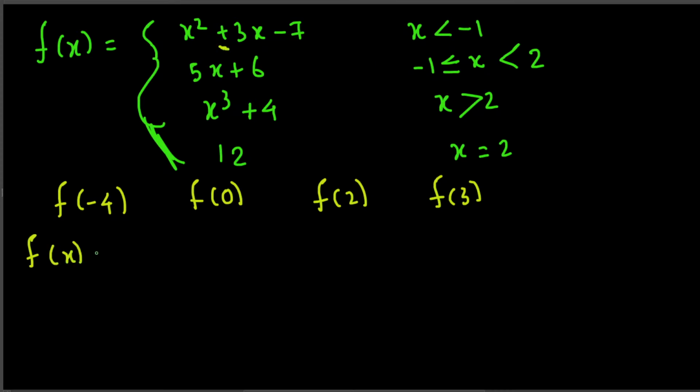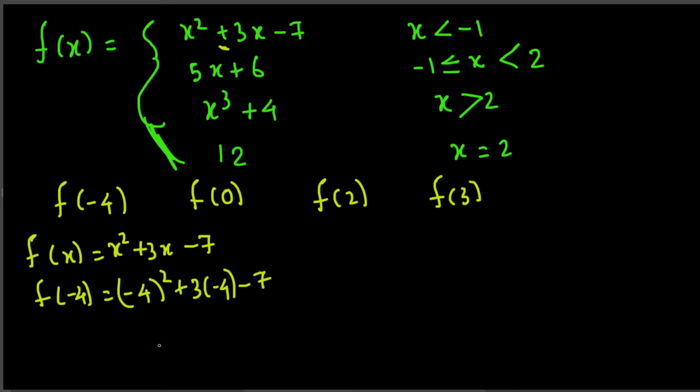So f of x is equal to x squared plus 3x minus 7, and here we are going to substitute minus 4 for the x values. That is, f of minus 4 is equal to minus 4 squared plus 3 times minus 4 minus 7. Minus 4 squared is 16, and then 3 times minus 4 is negative 12, minus 7. So negative 12 and negative 7 is negative 19. 16 minus 19 is negative 3. So the answer for the first one is negative 3.